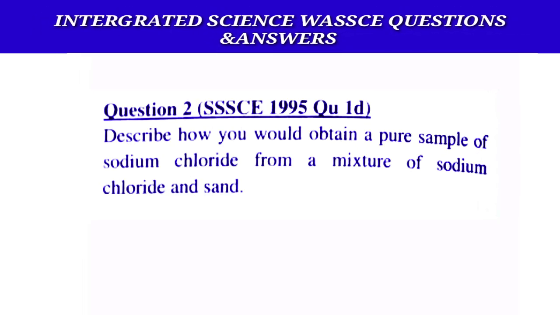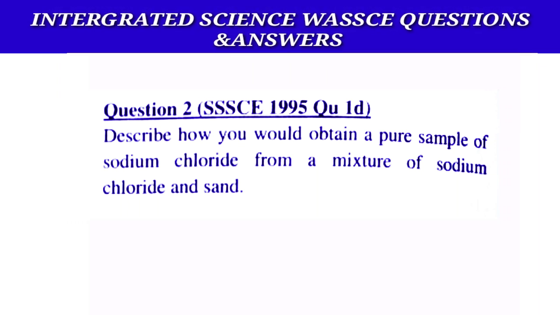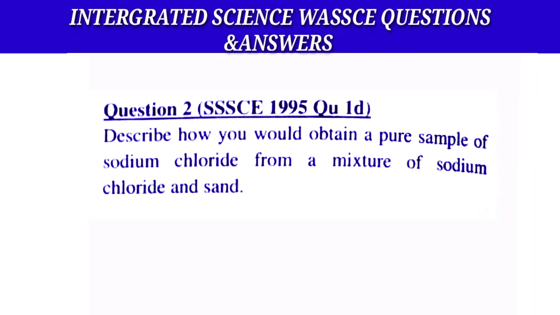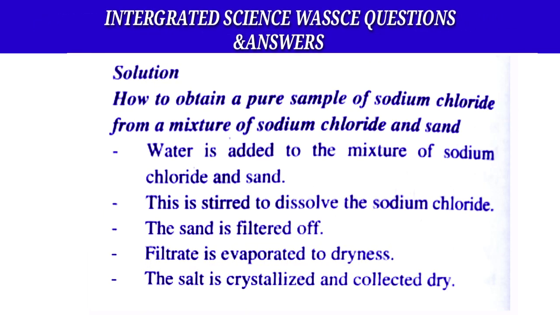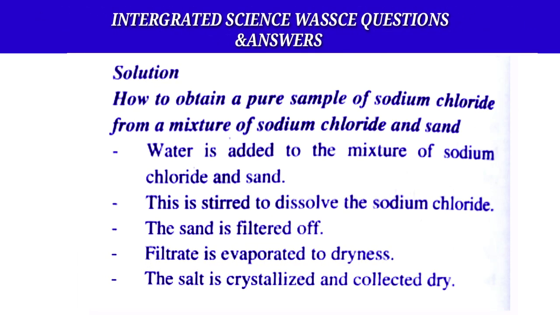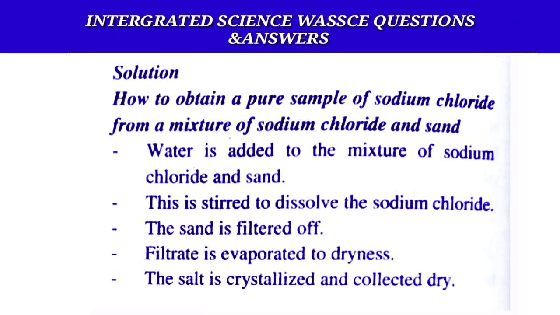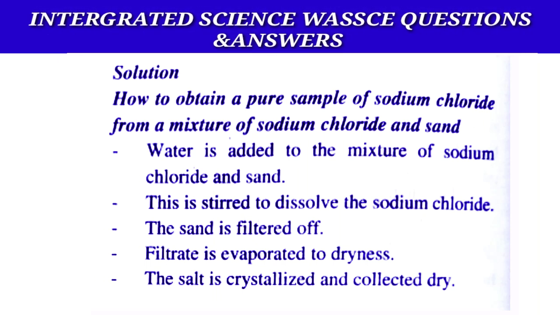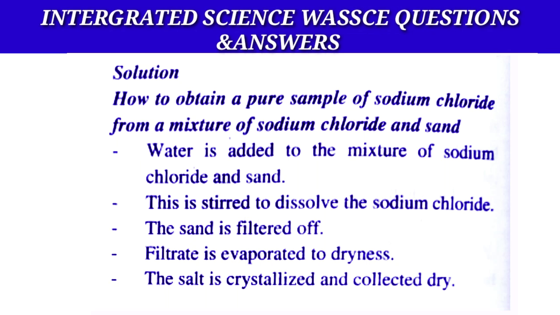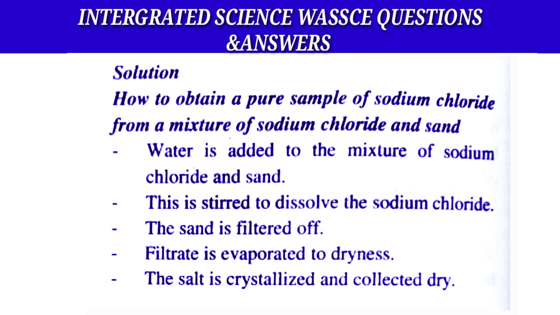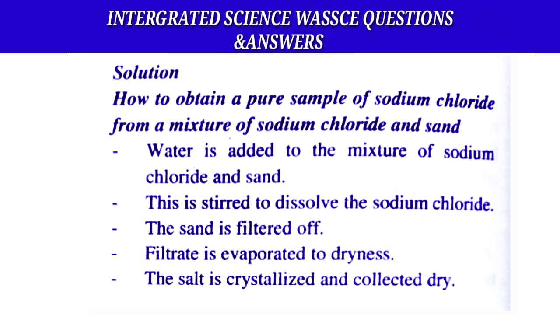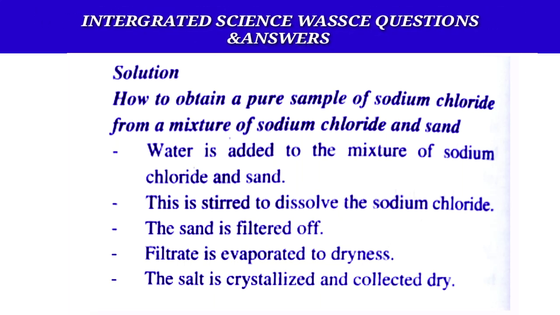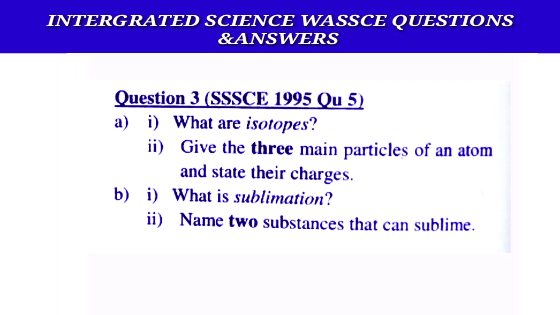Now describe how you would obtain a pure sample of sodium chloride from a mixture of sodium chloride and sand. Water is added to the mixture of sodium chloride and sand. This is stirred to dissolve the sodium chloride. The sand is filtered off. The filtrate is evaporated to dryness. The salt is crystallized and collected dry.